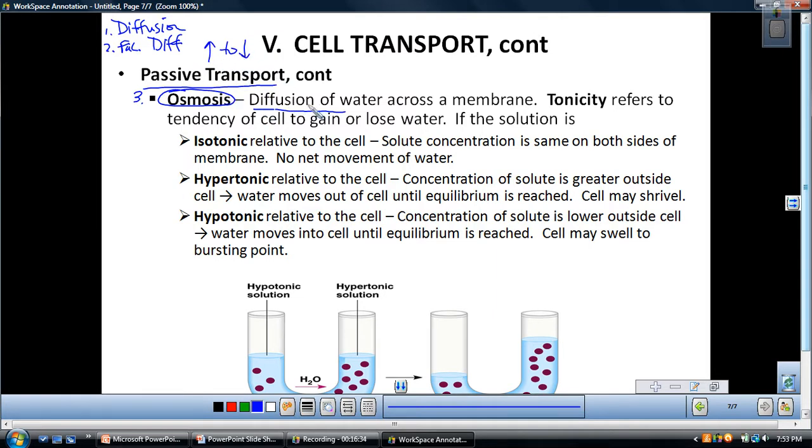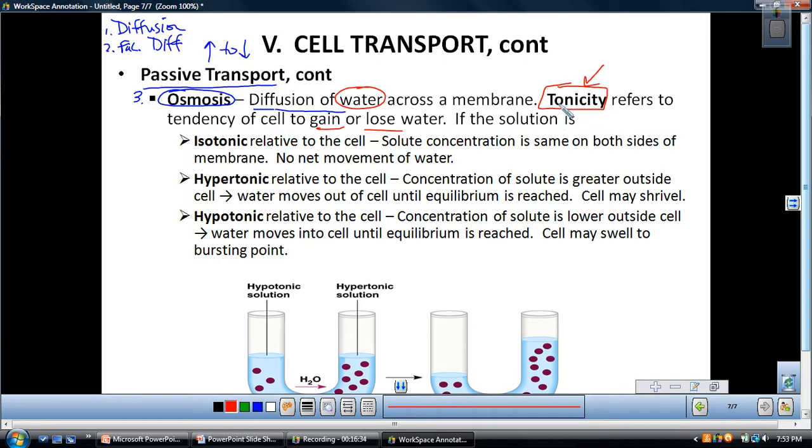So it's the diffusion specifically of water. So it's the diffusion of water across a membrane, from one side to the other. This is not using an aquaporin. This one is actually going through the phospholipid bilayer. So there's a word that describes the tendency of a cell to gain or lose water, which is known as tonicity.